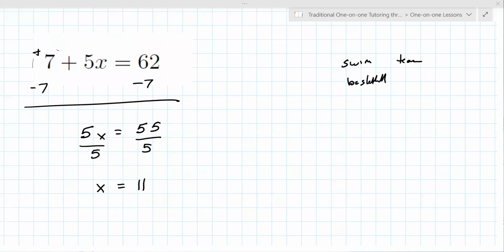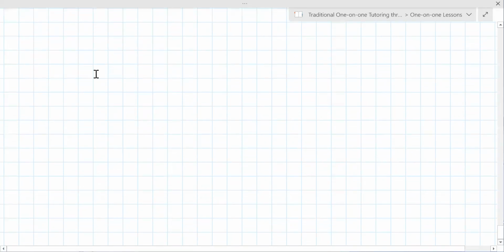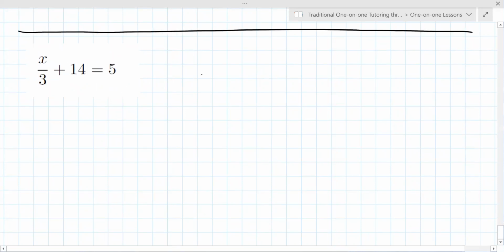Let's try some other problem types here. All right, x divided by 3 plus 14 equals 5. This is yet again another 2-step equation. And the first thing you always do is you always undo addition or subtraction.